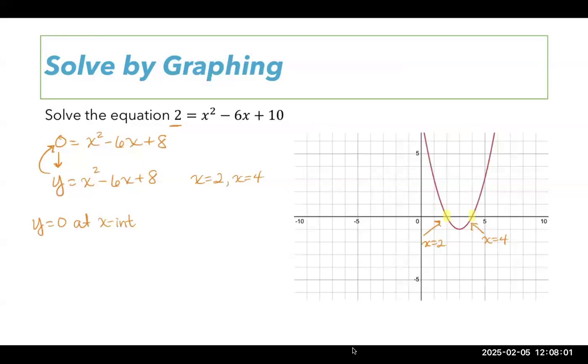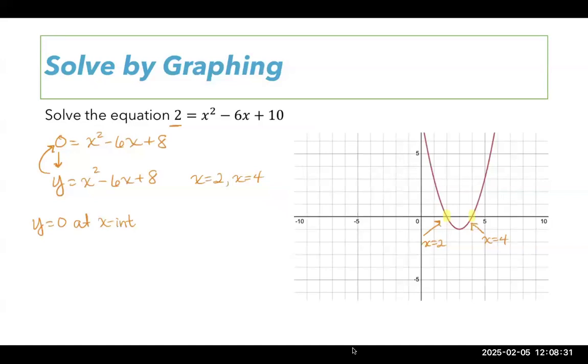Now, the reality is, a lot of times our solutions are not going to be nice whole numbers. So when that's the case, if I graph it, although I might see that I have some x-intercepts, it may not be easy to tell what those values are. So solving by graphing is probably not going to be a first choice. However, graphing can be a great way to check your algebraic work.